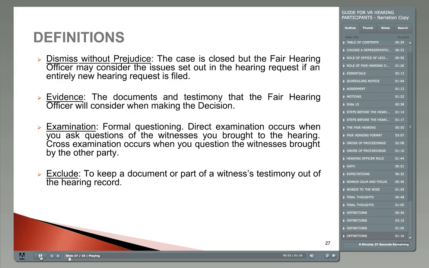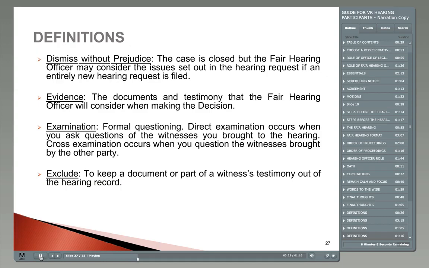Dismissal without prejudice, the case is closed, but the fair hearing officer may consider the issue set out in the hearing request if an entirely new hearing request is filed. So again, different situations where that's used, but just so you know what that means. Evidence is the documents and testimony that the fair hearing officer will consider when making the decision. Pretty simple.